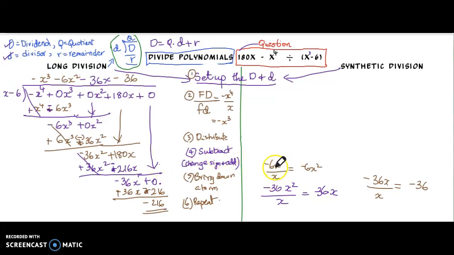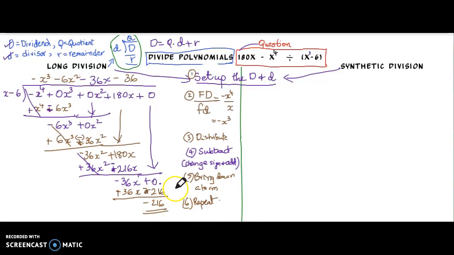Alright, so if you look at these steps over here, if you can write it down, that would be great, because I'm going to have to erase it because it's on the synthetic side of the page. Okay, so here, another conclusion I can make is that x minus 6 is not a factor of the dividend of the question, because I do not get a remainder of 0.